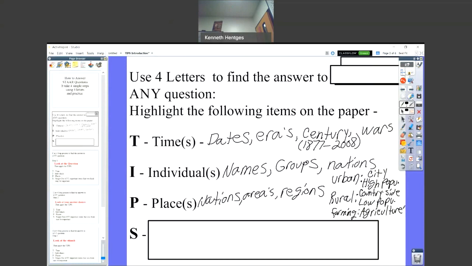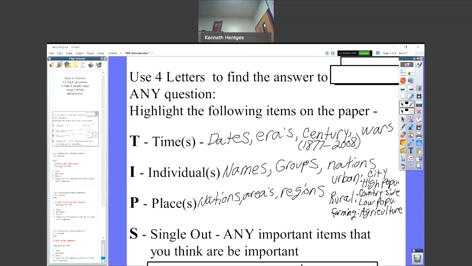Now the last letter is probably the most important. S. Single out anything you think is important. That's one of the most important letters. What is important? What do you think is important?